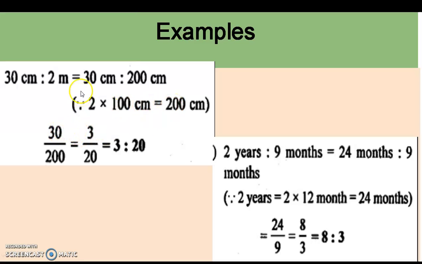So the first quantity 30 will be in the numerator, the second quantity 200 will be in the denominator. After reducing, I get 3 upon 20, or I can write it as 3:20. This is a second example. After solving, the ratio of 2 years to 9 months is 8:3.